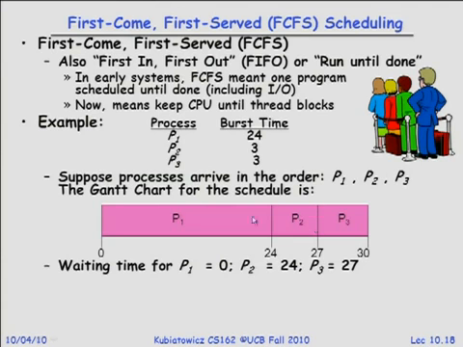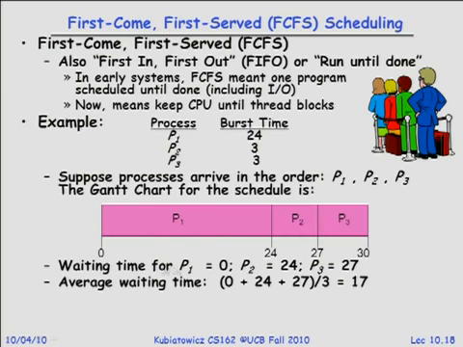So what's the average completion time? Well, the average waiting time here for everybody, average waiting time is that P1 waits 0, P2 waits 24, P3 waits 27. The average over 3 is about 17. So what we've got here is average waiting time of 17.